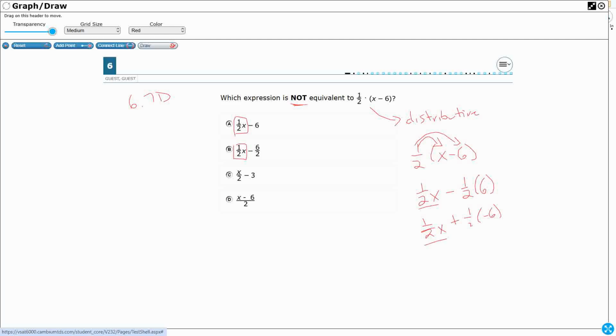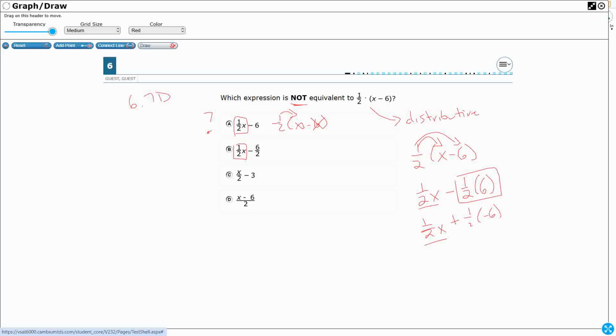I was supposed to multiply that 6 by the 1/2. If you did this right here, 1/2 x minus 6, they just multiplied the 1/2 by the x and really just ignored that 6. And so I don't think that's going to work. But let's double check the other answers.